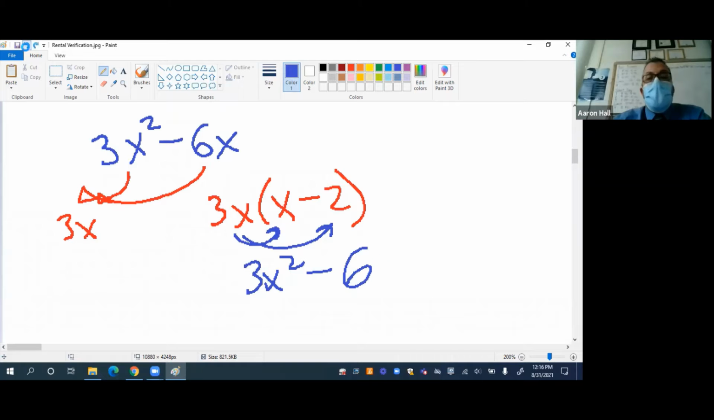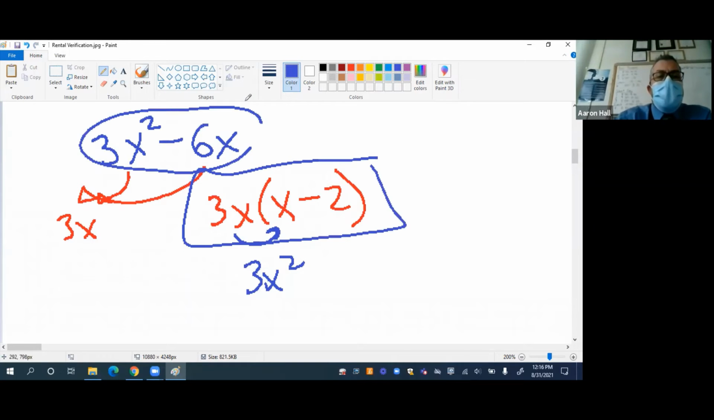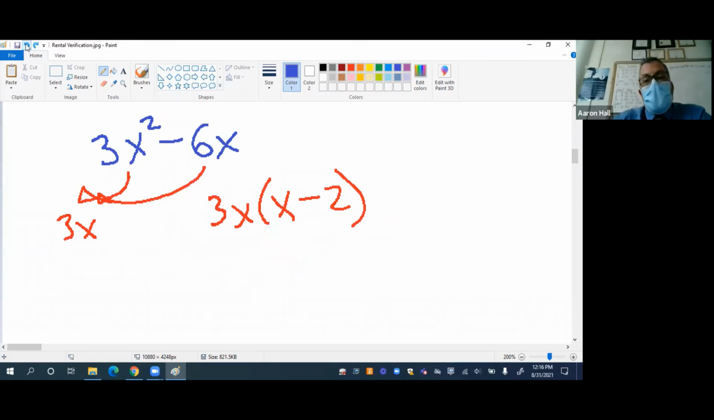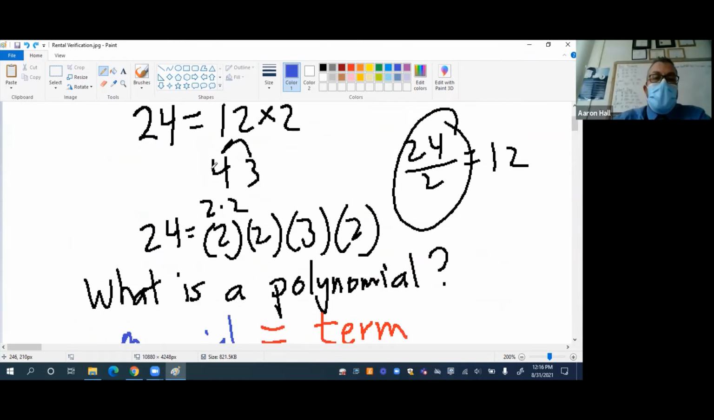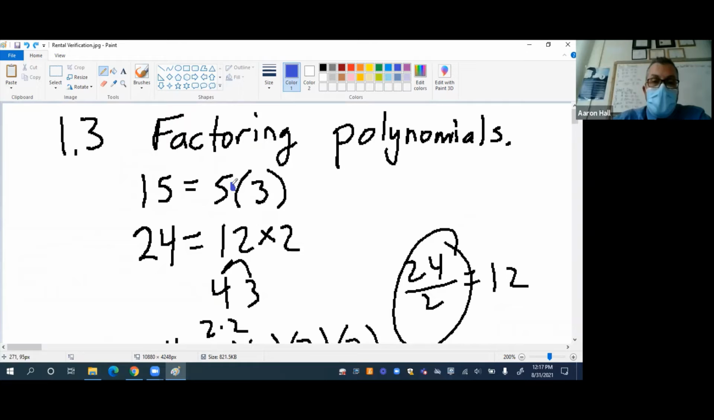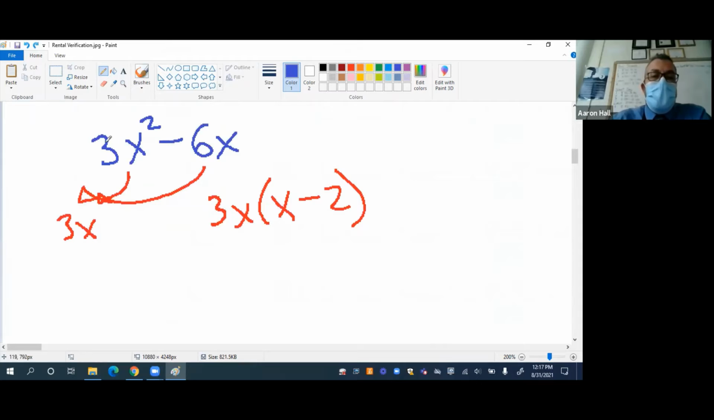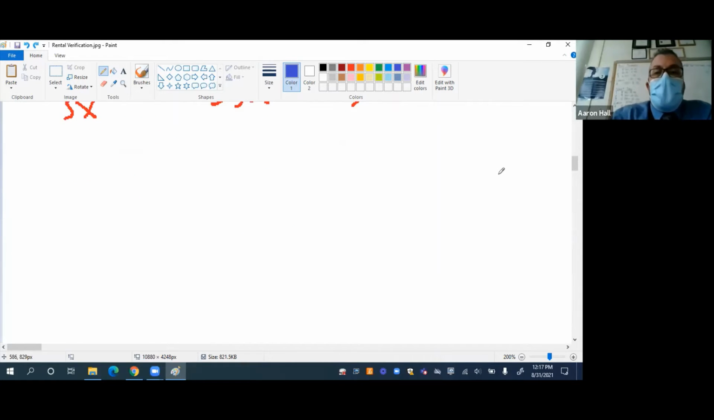So what is this called? A factor. Why is it a factor? Because it is a factor of the original. We're talking about this idea of multiplication. We're trying to rewrite something as multiples of something else. And so here we have 3x squared minus 6x becomes 3x times x minus 2. All right, so let's do another example.